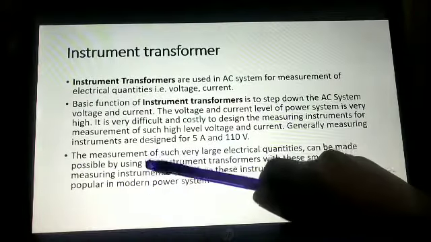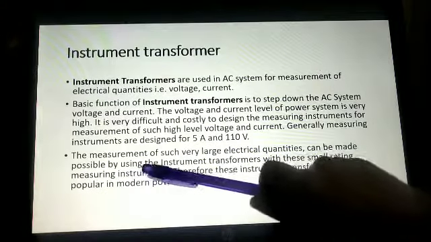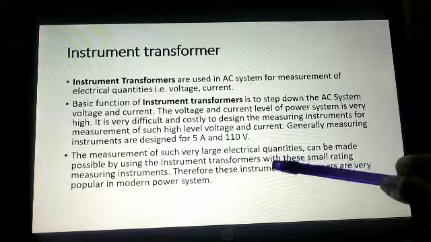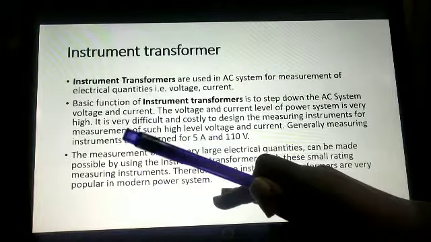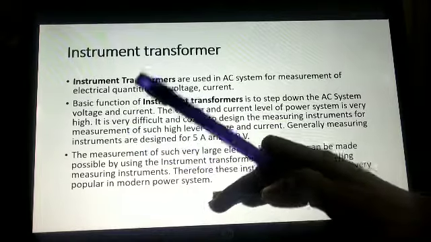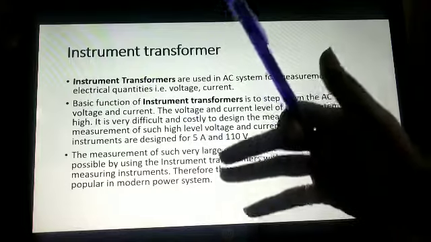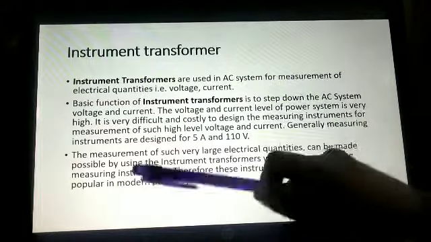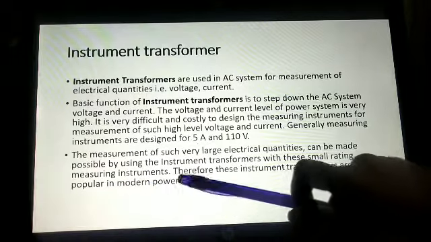A measurement of such very large electrical quantities can be made possible by using instrument transformers with these small rating measuring instruments, right? So what does an instrument transformer do? It will step down the values and we can measure with our normal ammeter and voltmeter. Therefore, instrument transformers are very popular in modern power systems.